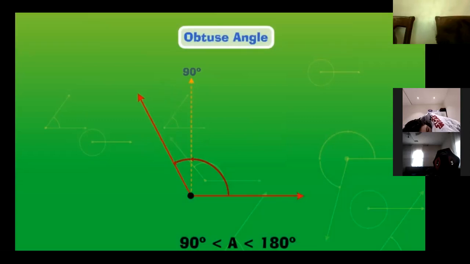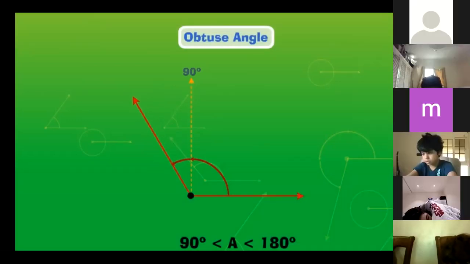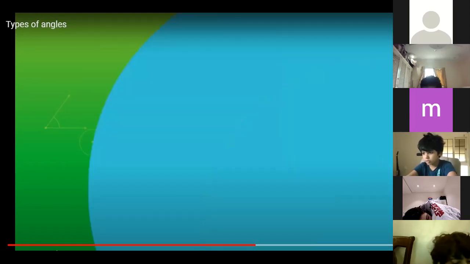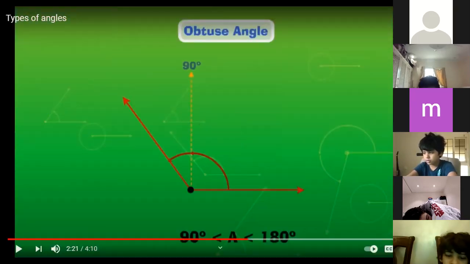Obtuse angles are bigger than right angles. They measure between 90 degree and 180 degree. Again, look, there is another type. This one is bigger than 90, bigger than the right angle. Its name is obtuse angle.